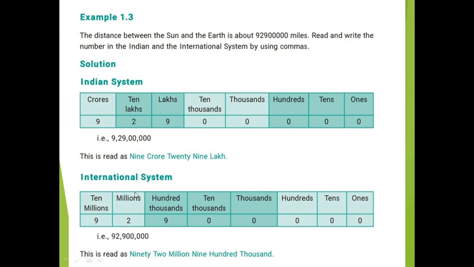And in the international system, I have created a place value chart: ones, tens, hundreds, thousands, 10,000s, 100,000s, millions, and 10 millions. Now I'm going to write the numbers. So 0, 0, 0, 0, 0, 9, 2, 9. You can read this number as 92 million 900,000, that is 92,900,000.